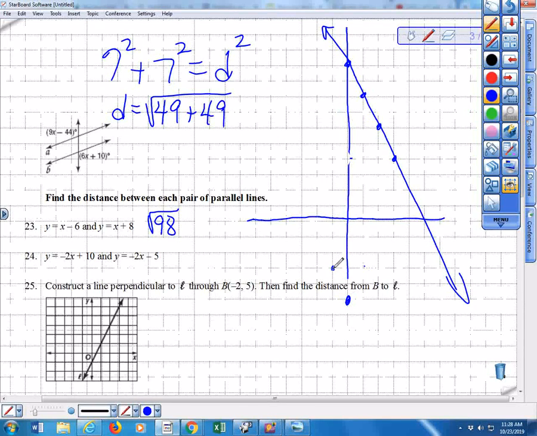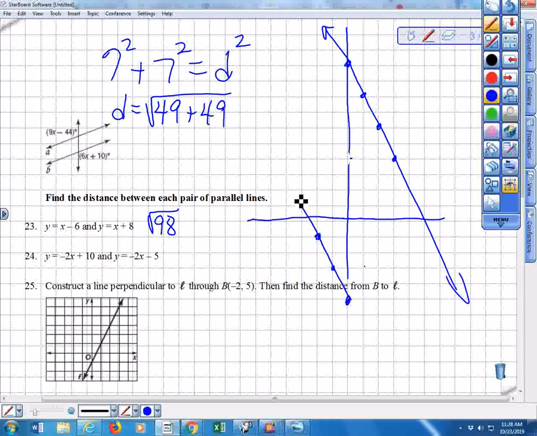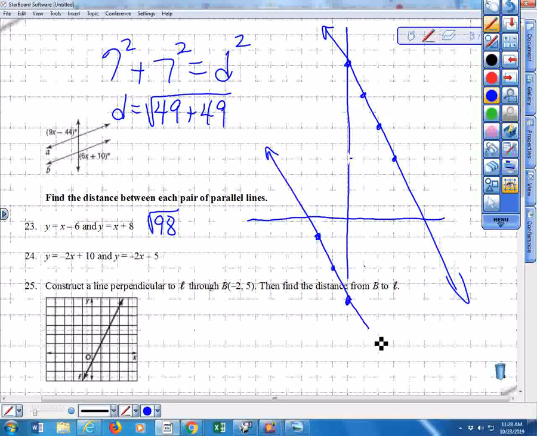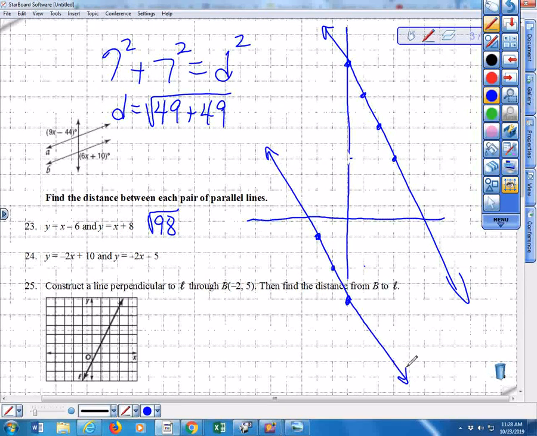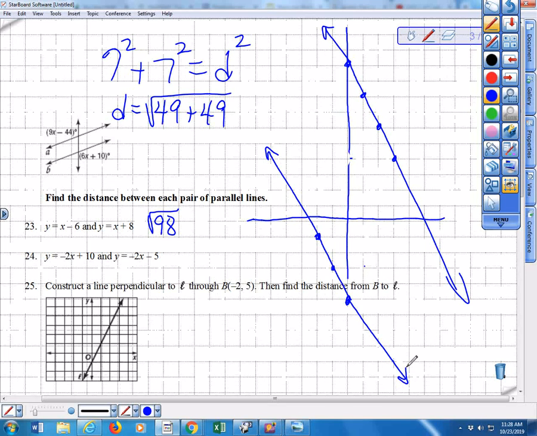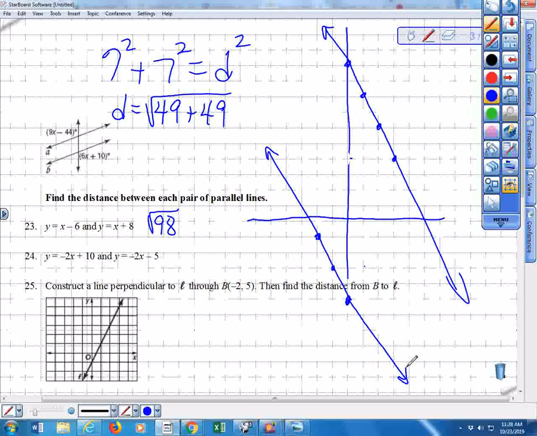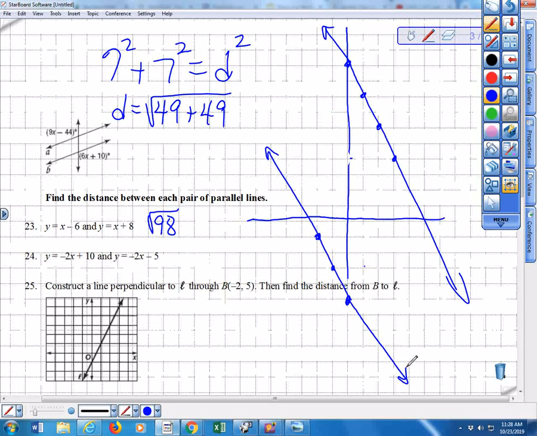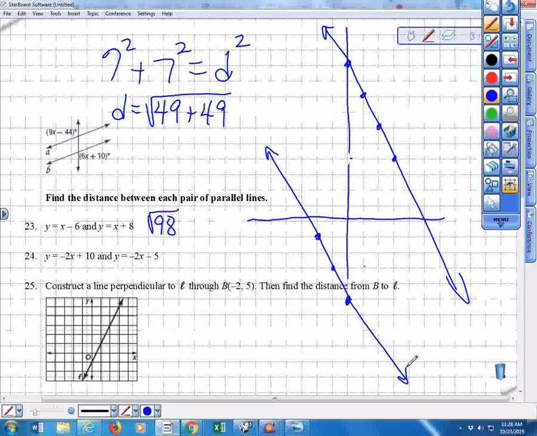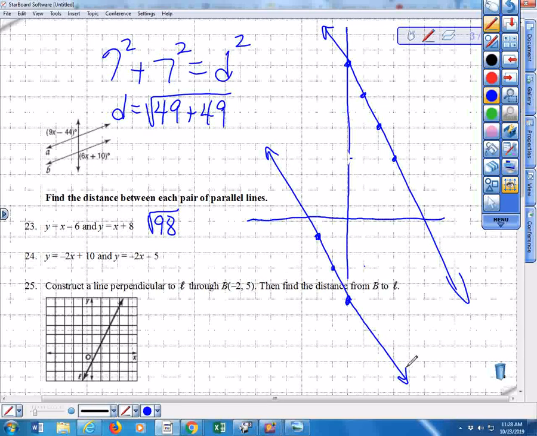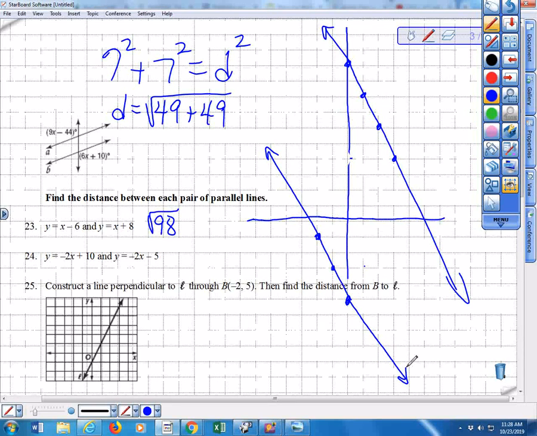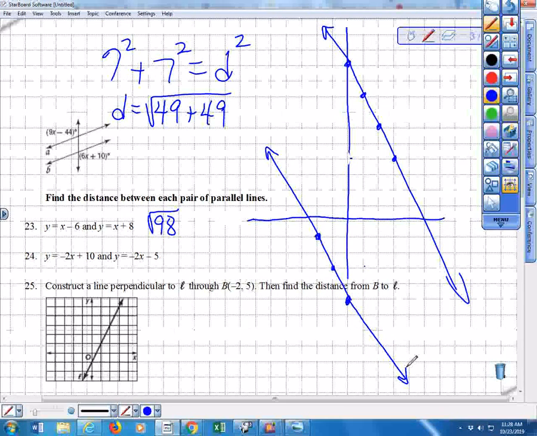Up 2 over 1. Okay. Somewhat parallel lines. Again, start at the y-intercept. Doesn't matter which. What's going to be the slope of the perpendicular line to these two lines? Opposite reciprocal, which is positive 1/2.